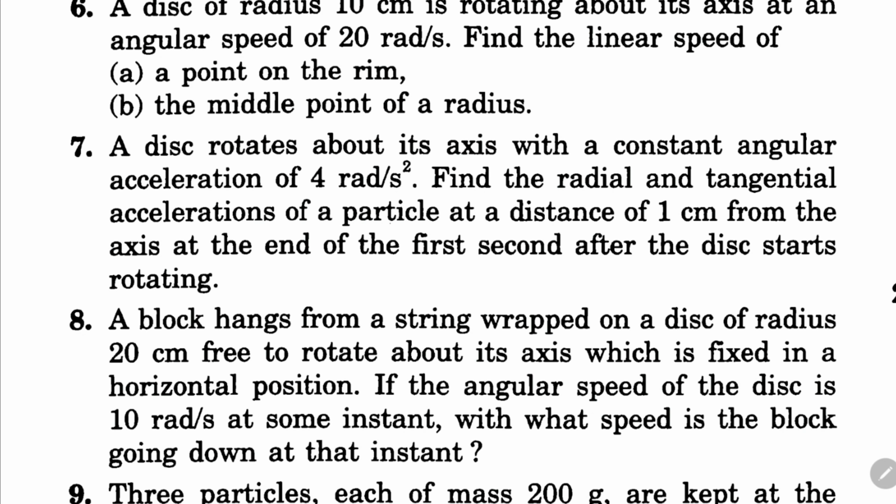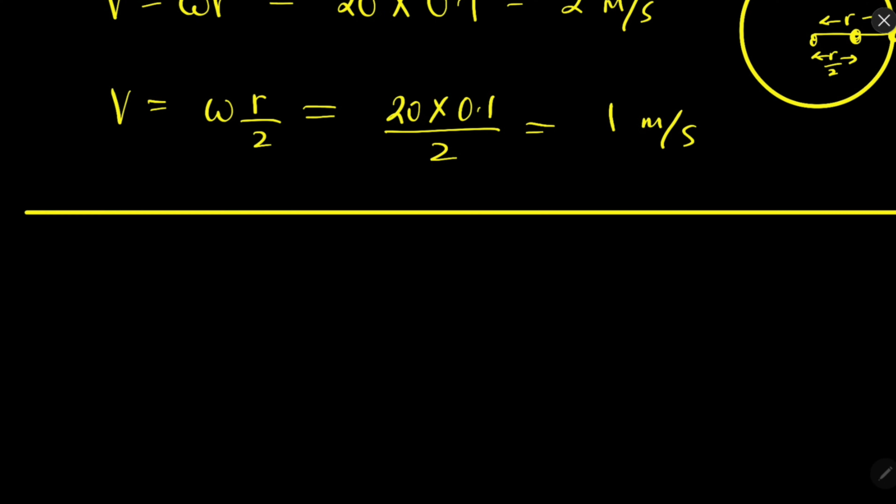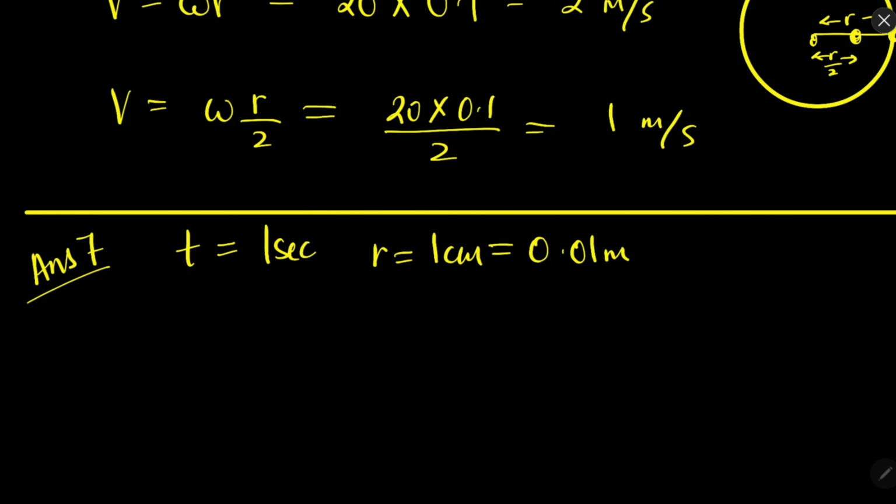In the 7th question, we have a disc which is rotating about its axis with angular acceleration 4 radian per second square. We need to find radial and tangential components of the acceleration at a distance of 1 cm from the axis of rotation at the end of the first second after the disc starts to rotate. So what are the things that we have here? First of all, time is 1 second. Radius or distance is 1 cm, that is 0.01 meter. Alpha is 4 radian per second square.